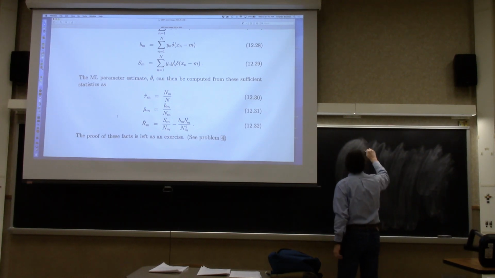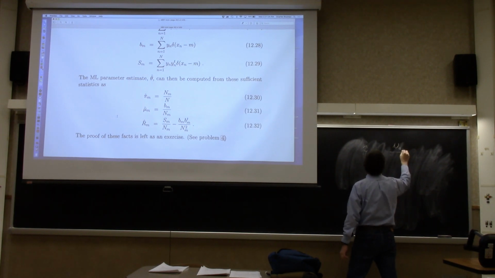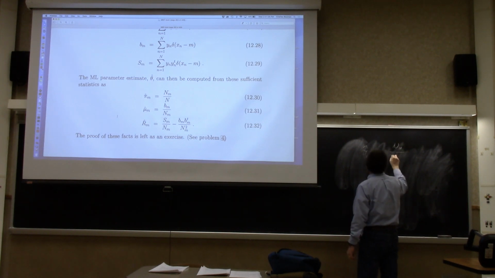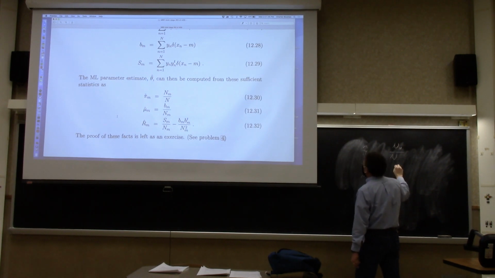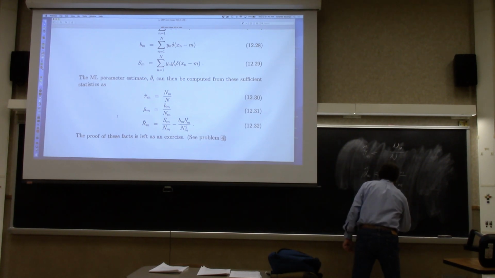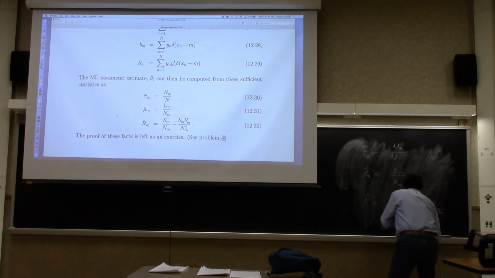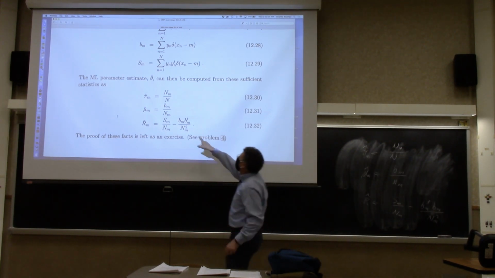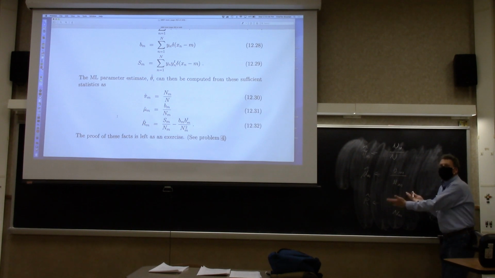So pi hat m goes to n_m over n, and mu m hat goes to b_m over n_m, and then R hat goes to s_m over n_m minus b_m transpose b_m over n_m squared. This last term has to do with subtracting the mean off. This is correct for the complete data.